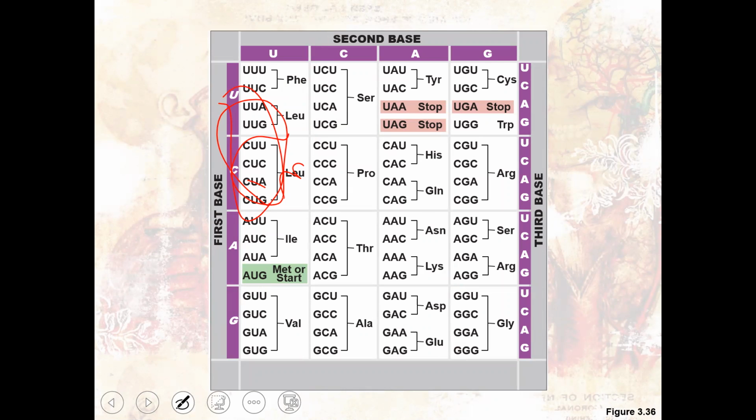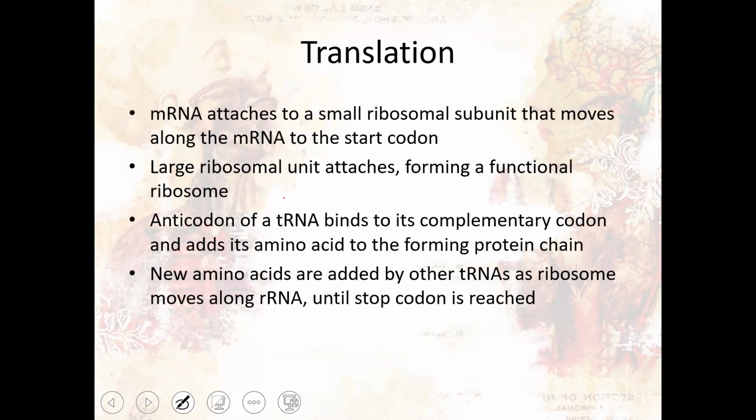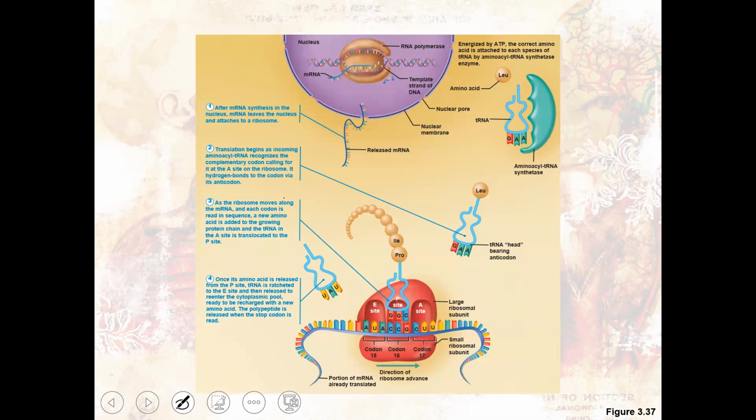Now, what we get from this then is translation, and we get the primary structure of the protein. We bring these amino acids in and we connect them together. Here's translation. So there's our primary structure coming off here. And of course, then we're going to get secondary structure and tertiary structure.